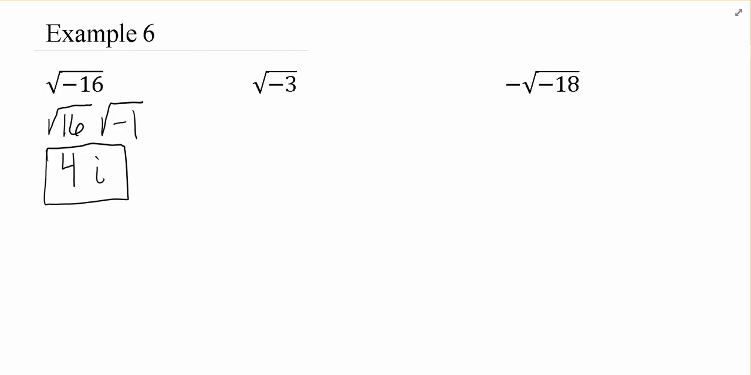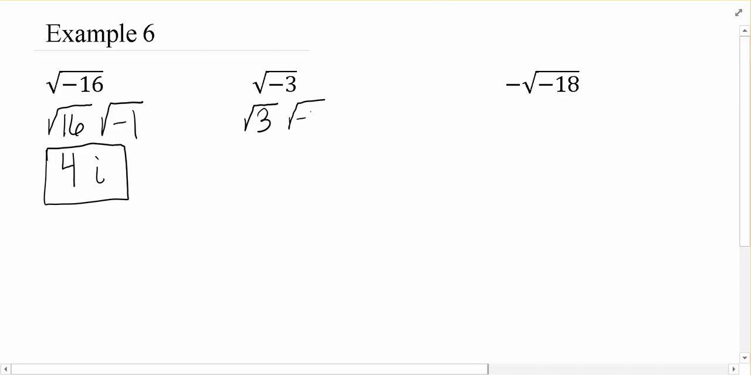So this is 4i. Now, similarly, when talking about the square root of -3, I could break this up and say square root of 3 is the positive part. It's not a perfect square. But then I can break off the square root of -1. The square root of 3 copies down, but then the square root of -1 is just i.